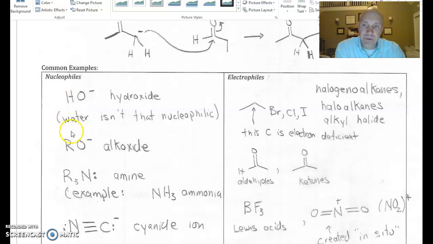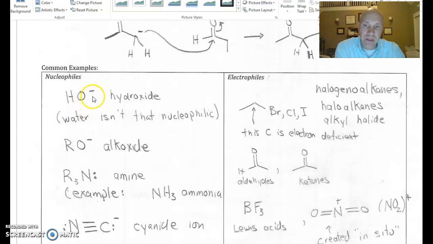So, some common examples of nucleophiles. The first two are very similar to each other, either hydroxide or an alkoxide. The only difference is that for hydroxide, it's HO, and for an alkoxide, this would be an R group. It could be a methyl group, ethyl group, anything like that.